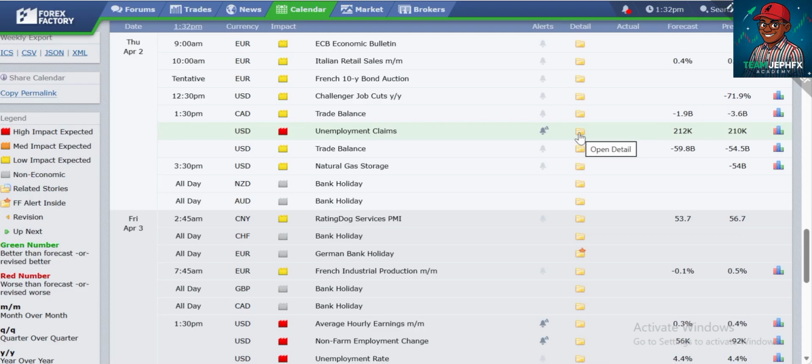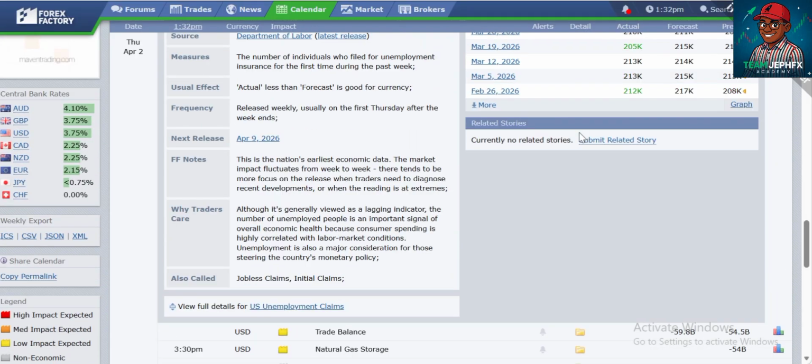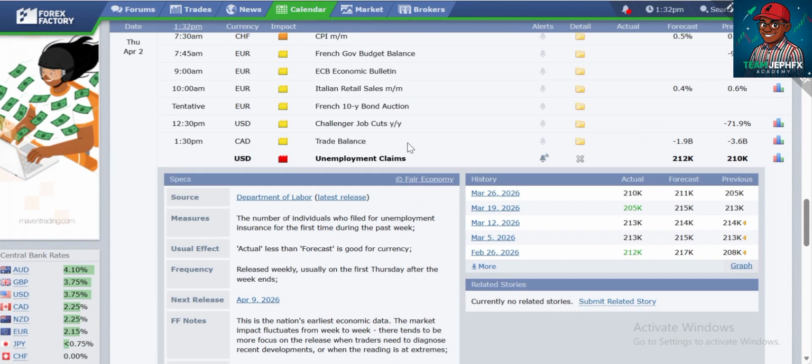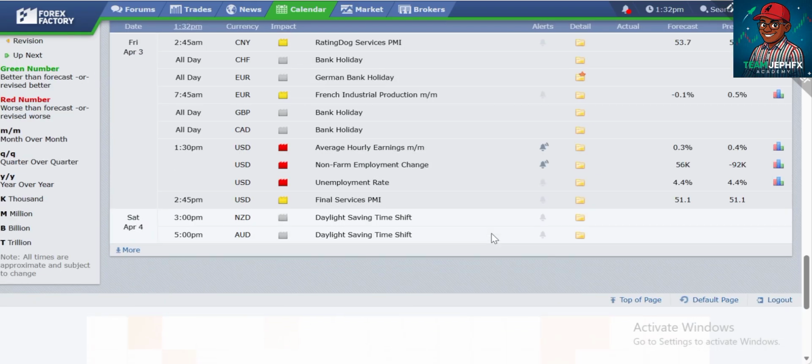To be sure of this, you can just open the details here and you see it clearly where it is written. Here you can see that actual less than forecast is good for currency. The reason is that unemployment claims is just talking about the number of people who lack employment. So if they are more than previous, obviously that means it is bad for the economy. And if it is bad for the economy, then the currency will obviously drop.